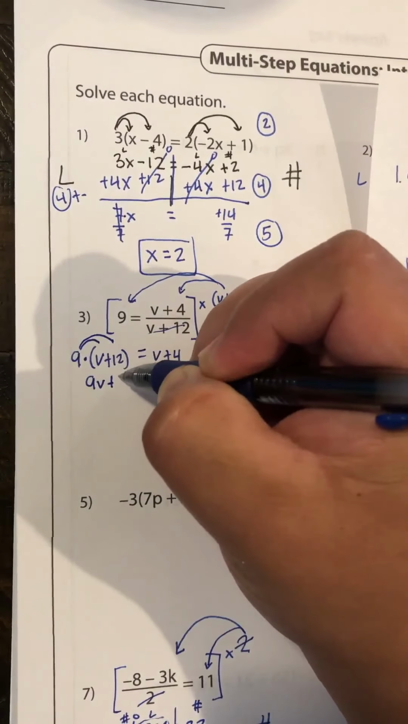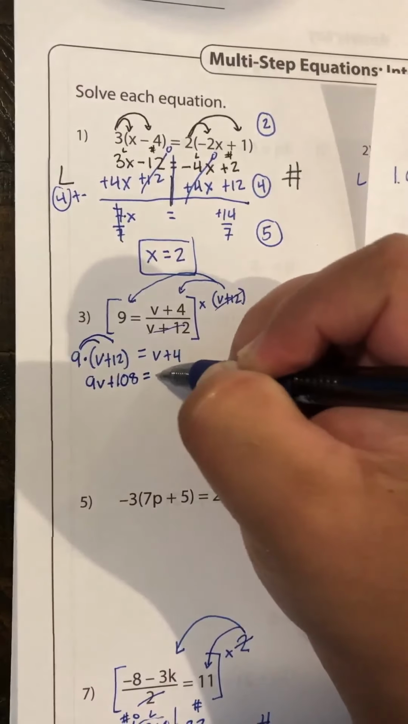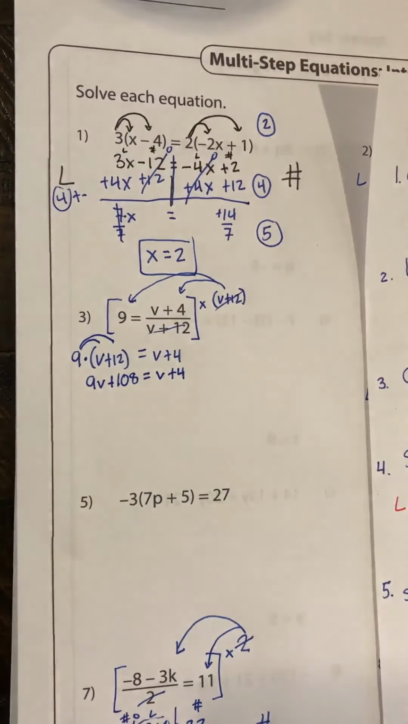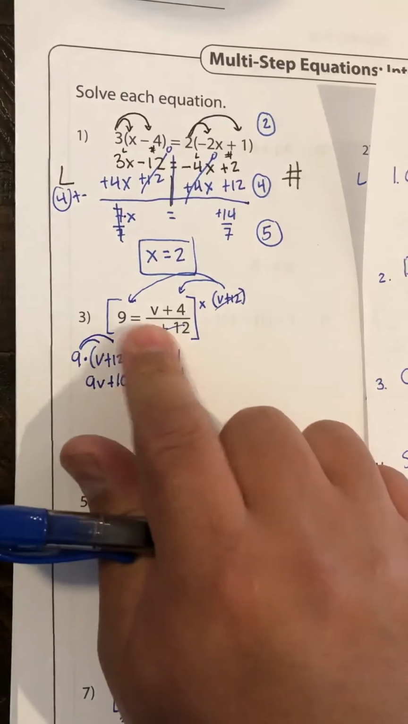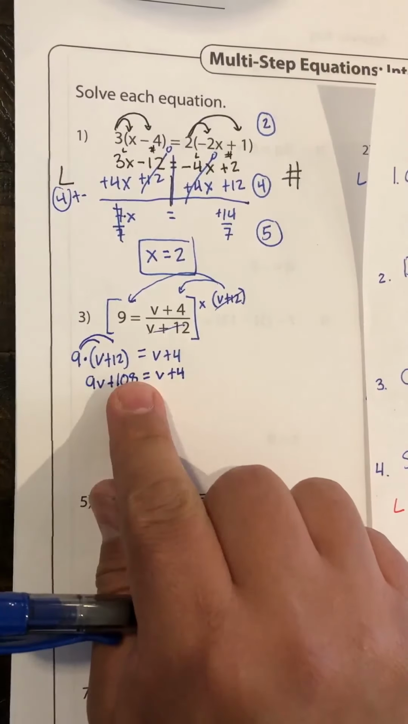This is 90. This will be 108 equals V plus 4. Okay, so really, this wasn't any of our steps yet. We're just multiplying by the denominator to get rid of it. I'm going to do a video where we can make this look like a proportion and solve it. But for now, this is the way I want you to do it.